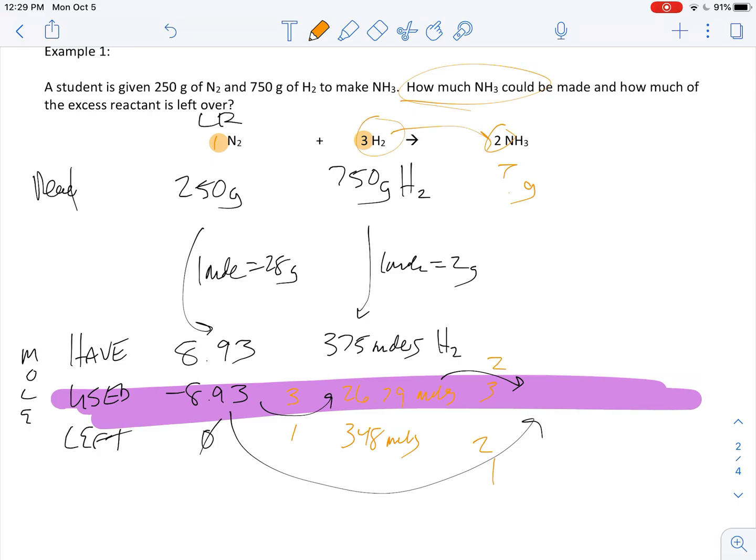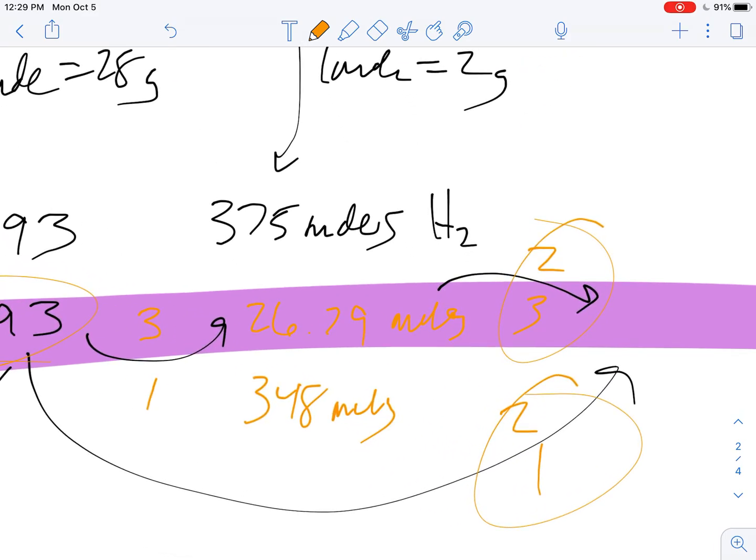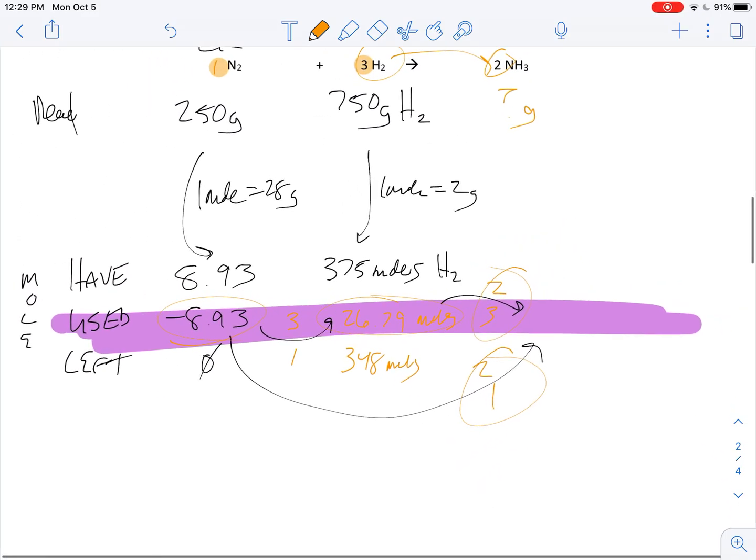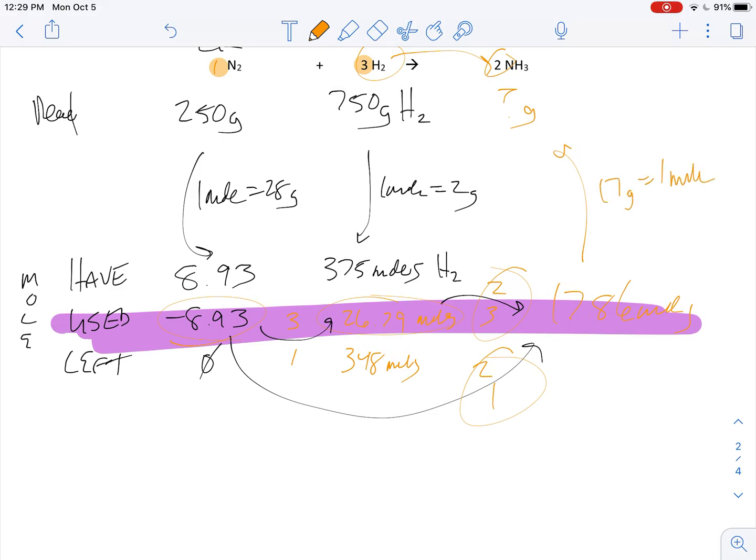It's just going to be a 2/3 ratio. So either I take 2/3 of the 893, or I take 2/3 of the 2679. Either way I do it, I'm going to end up with about 17.86 moles that are over here. And then I can come up to here by knowing that that stuff weighs 17 grams per mole. So I'm going to end up with about 304 grams over here that I actually made.